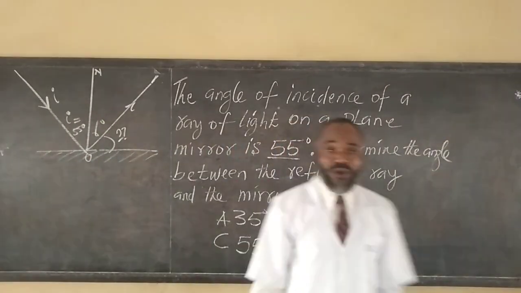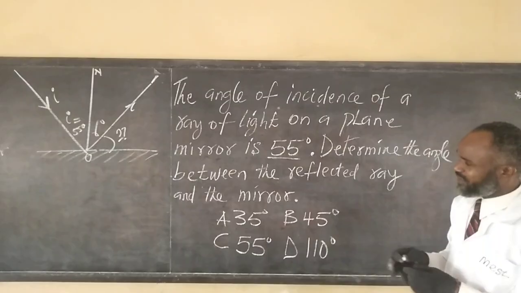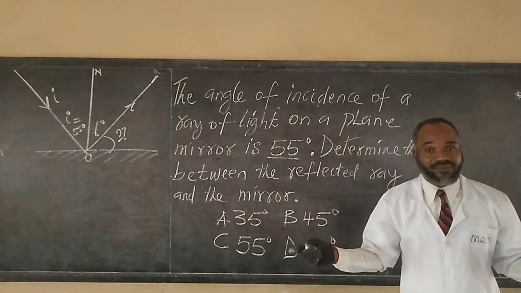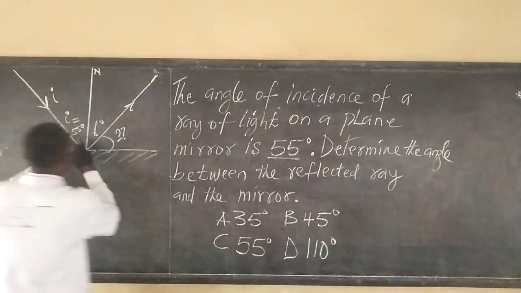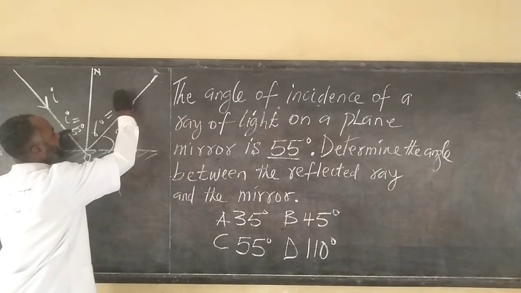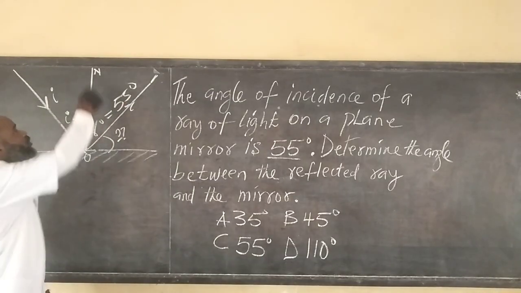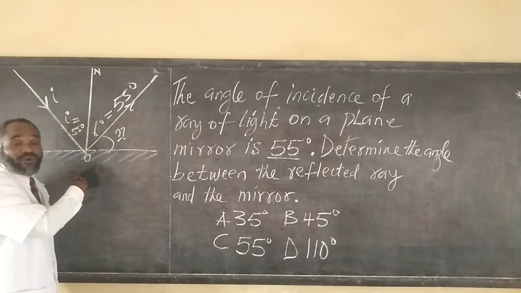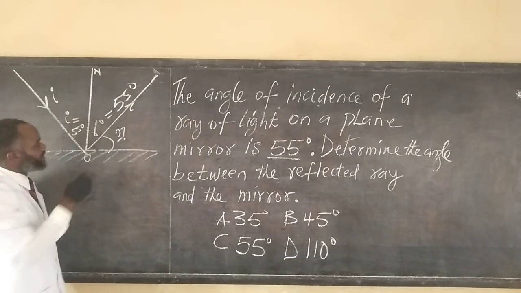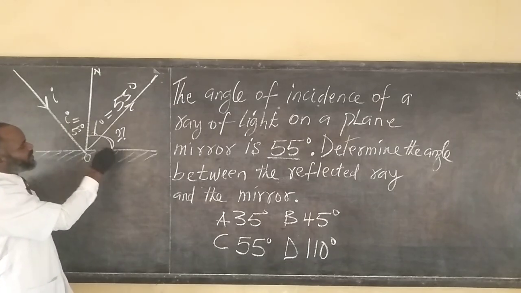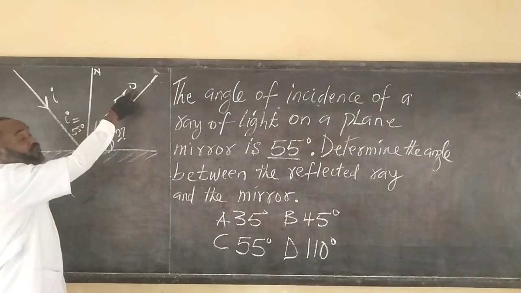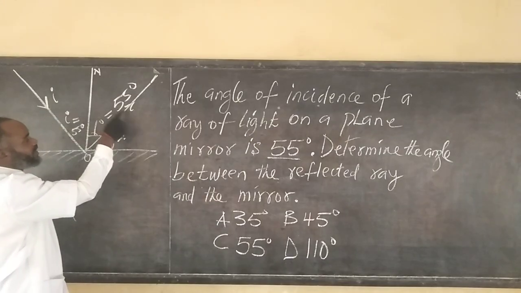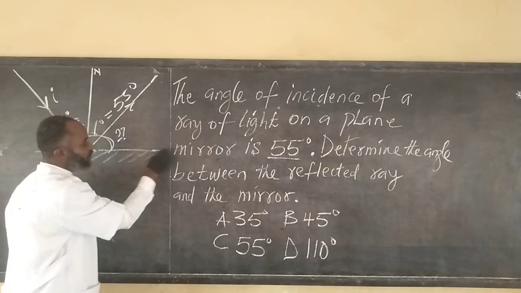Very simple. Of course, if you know the law of reflection, that says the incident angle is equal to the reflected angle. So whatever we have here is equivalent to whatever we have here, 55 degrees. But the normal is perpendicular, at angle 90 degrees to the plane mirror. So the total angle here is 90 degrees. So we already have 55 degrees here as the angle of the reflected ray, but not the angle between the reflected ray and the plane mirror. That's what we are asked to find.